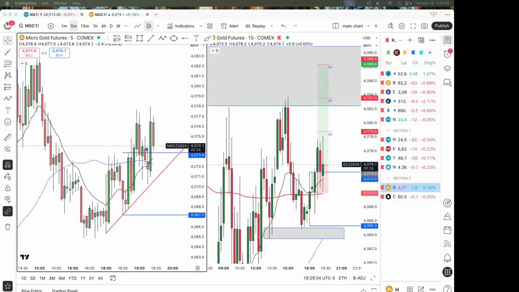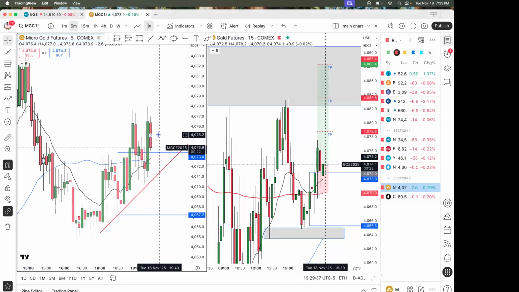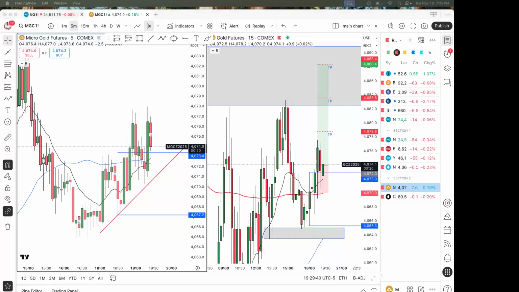Oh, gold is filling in that gap. It created that gap right there on the 5. That's what it has to be doing. Oh yeah, I see what you're talking about.